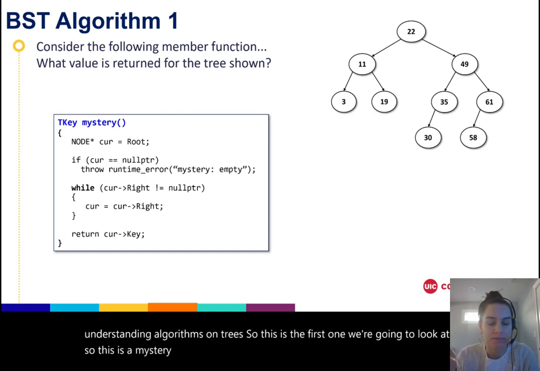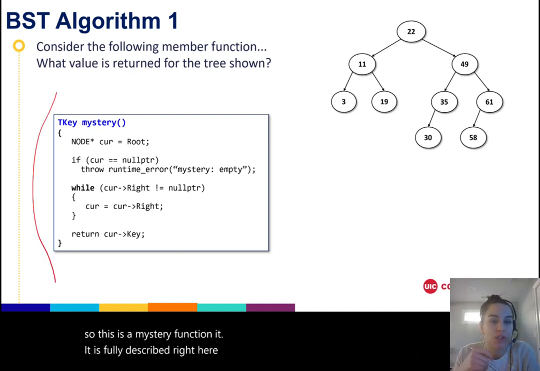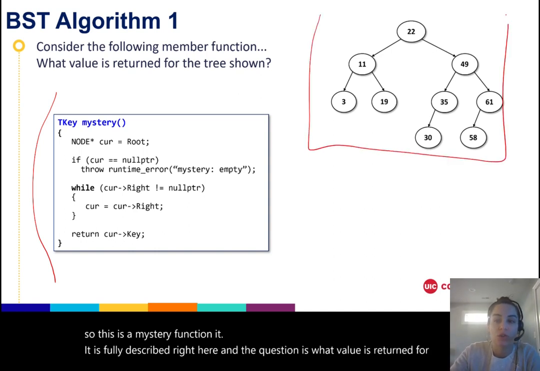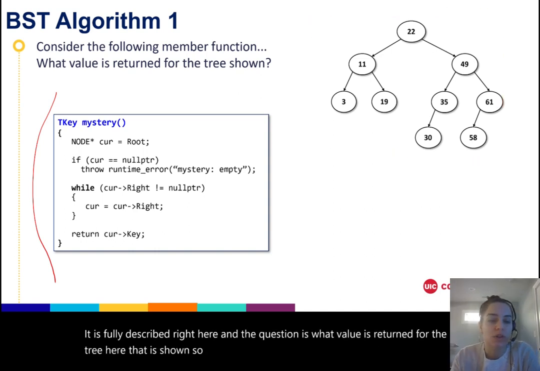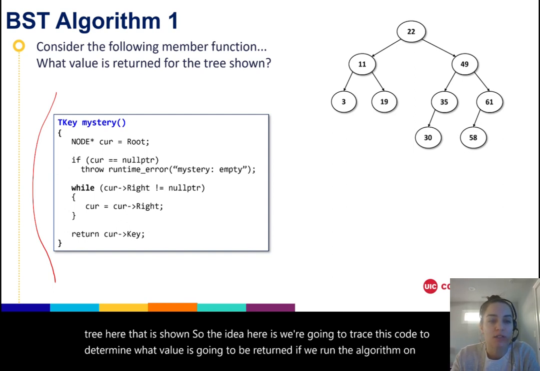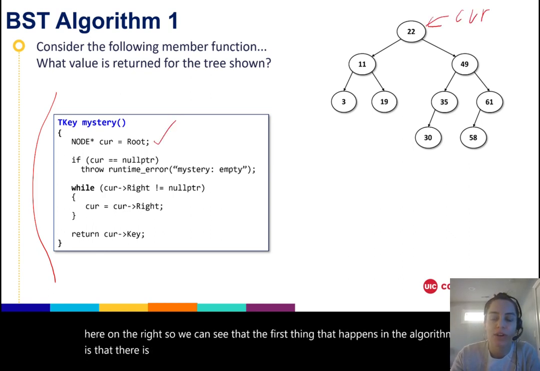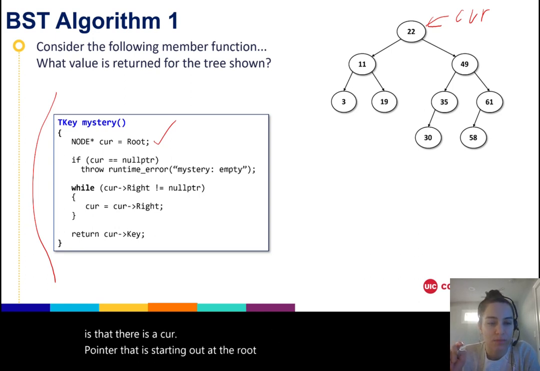It is fully described right here, and the question is what value is returned for the tree here that is shown. So the idea here is we're going to trace this code to determine what value is going to be returned if we run the algorithm on the tree here on the right. So we can see that the first thing that happens in the algorithm is that there is a cur pointer that is starting out at the root of the binary search tree.